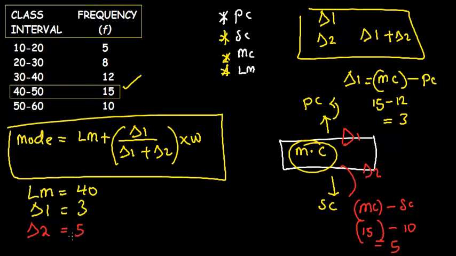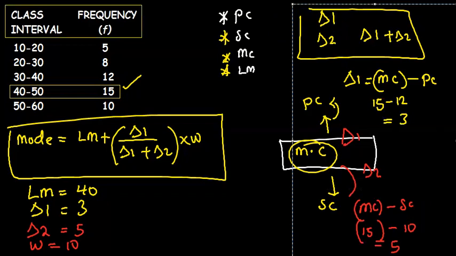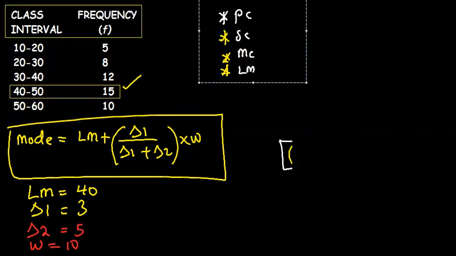So, now that we have found our delta 1 and delta 2, the only thing we are left to find is W, which is the width. For us to find our W, the best thing we need to do at this point is to subtract the lower boundary of the modal class from the upper boundary. If you notice, the upper boundary is simply going to be 50 minus 40, which at the end of the day, our width is also simply going to be 10. So, we have found everything. Now we can substitute our values and find our final answer.